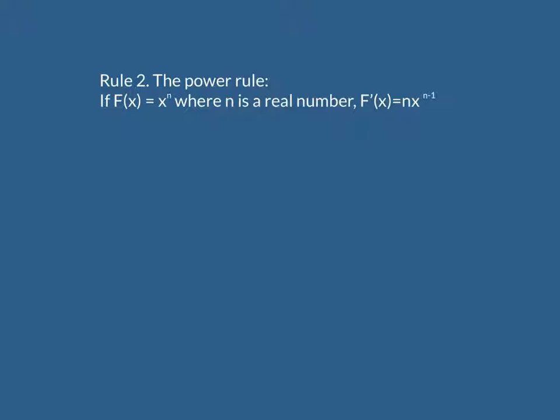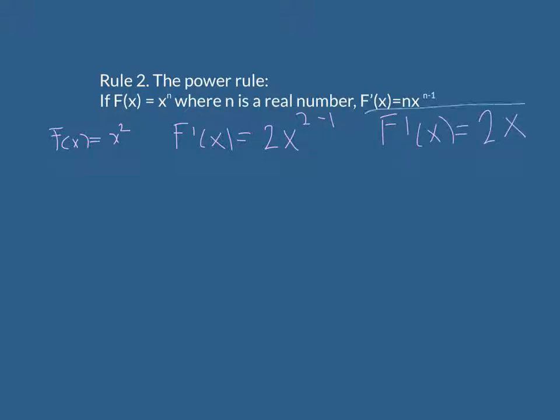Let's try a couple examples of that. If f of x equals x squared, to find the derivative we take this 2 power and bring it out in front. So it would be 2 times x to the 2 minus 1, which gives us the derivative equal to 2x to the first power, which would just be 2x.